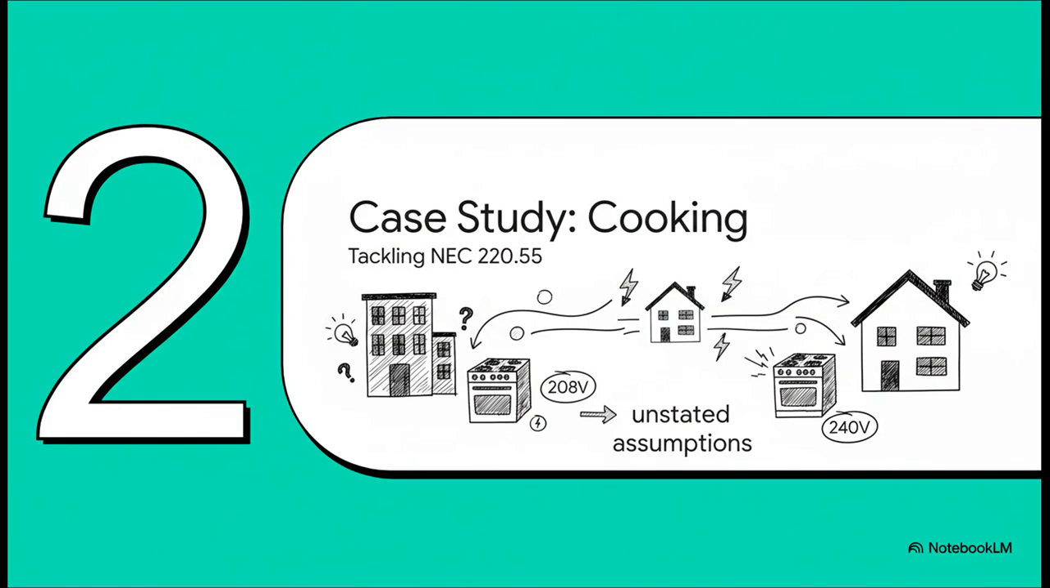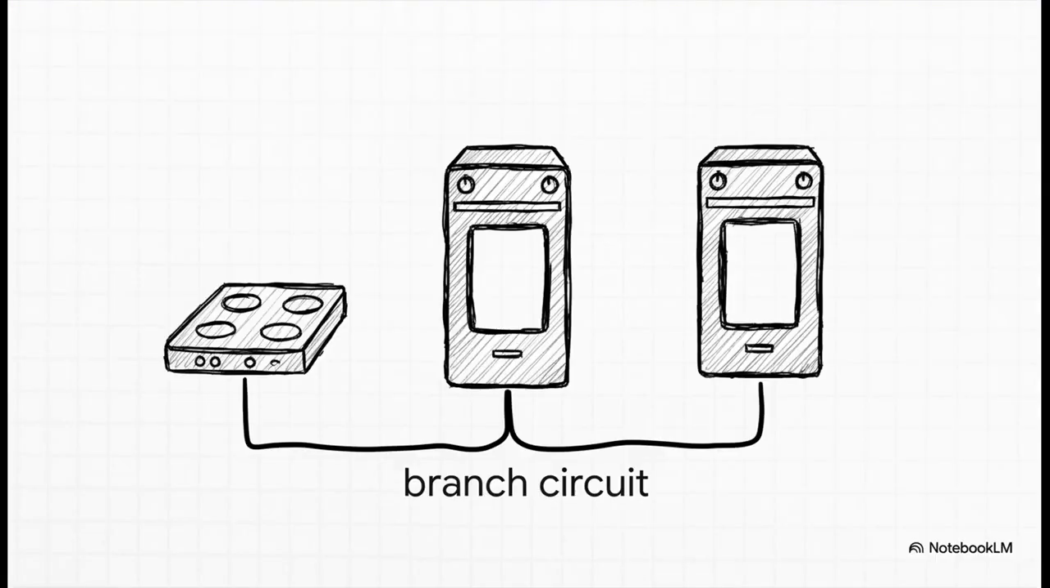Okay, so let's see if this whole idea holds up in another example. This next one's a little more complex. It's about cooking appliances from NEC 220.55, and you know what? It also shows why you should always trust your gut when something just doesn't look right. Okay, so this time we've got a single branch circuit that's feeding 3 different cooking appliances. Let's say a cooktop and a couple of wall ovens.